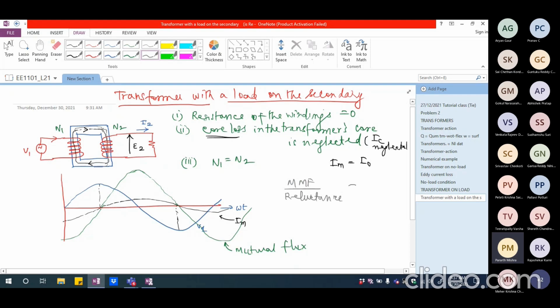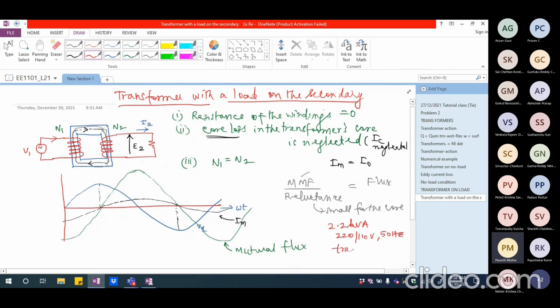And the flux that is set up in the core, although it is of a finite value, needs a very small MMF, which should be sufficient to set up this flux because the reluctance is small for the core. So the magnetizing current, if you realistically look at the typical values, let me again take this 2.2 kVA 220 by 110 volts 50 hertz transformer, for which we worked out some problem.